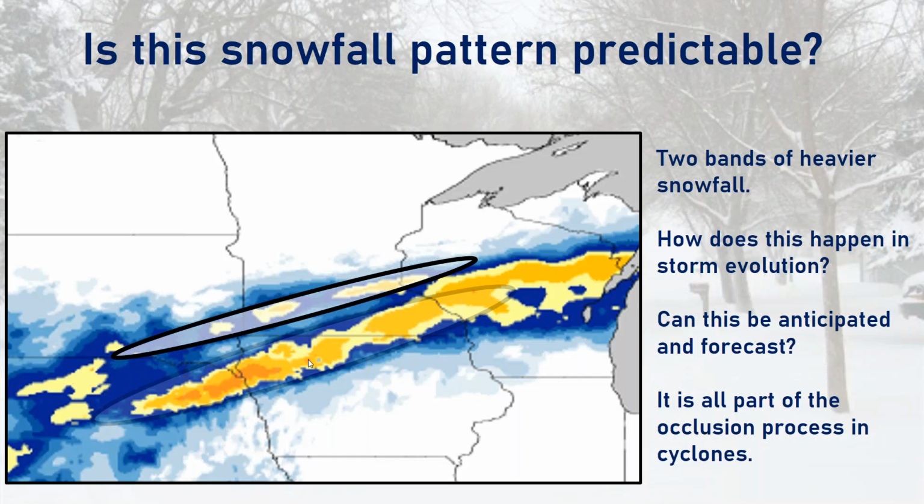But it's all part of the occlusion process, or the cyclone evolution from cyclogenesis all the way through the occluding process of the storm. And if you understand how that process occurs, you can anticipate that happening by looking at model forecasts and also observing satellite and radar data.